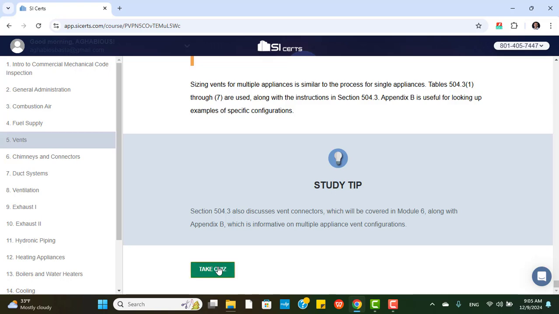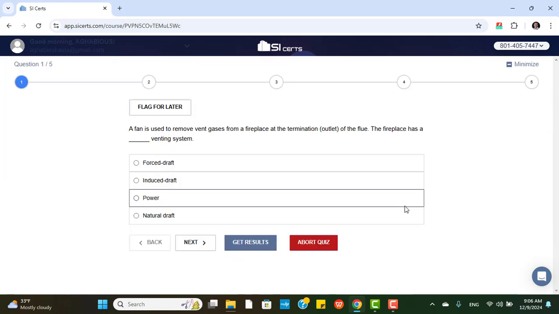Let's take a quiz. It's okay if we do not get the correct answer, because we will see the correct answer after we finish. A fan is used to remove vent gases from a fireplace at a termination outlet of the flue. The fireplace has direct ventilation. Forced draft, induced draft, powered, natural draft. So what we will use, this is forced draft.